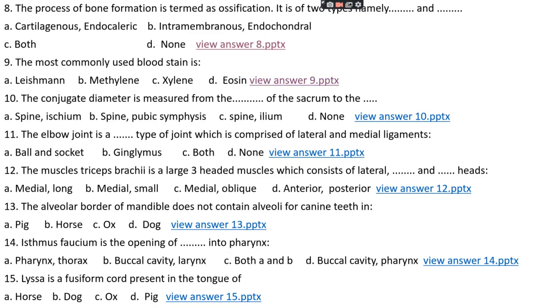Question number 10. The conjugate diameter is measured from the dash of the sacrum to the dash. Option A, spine and ischium. Option B, spine and pubic symphysis. Option C, spine and ilium. Option D, none. The right answer is option B, that is spine and pubic symphysis.